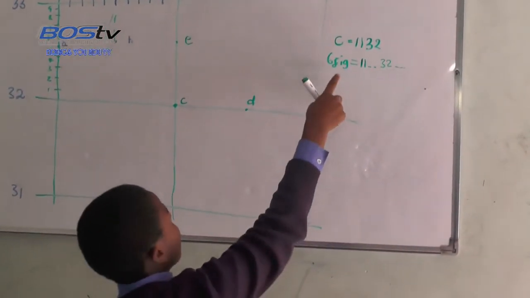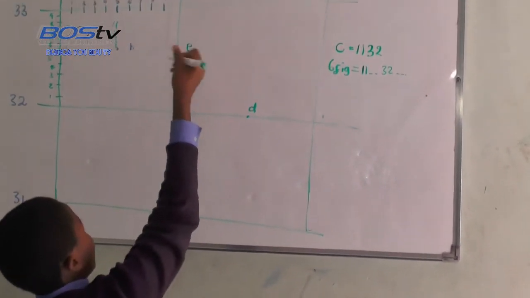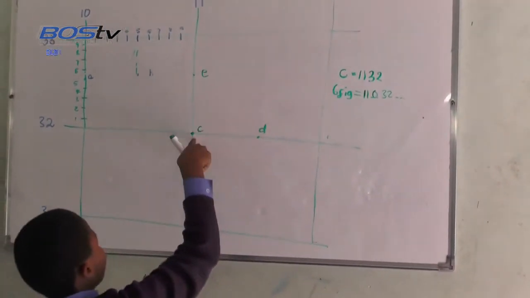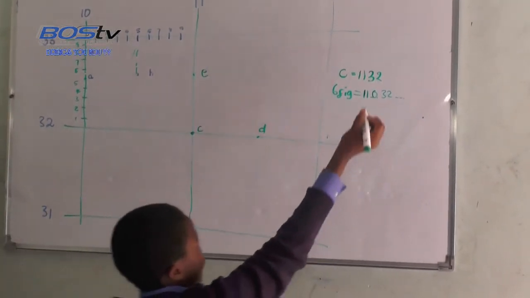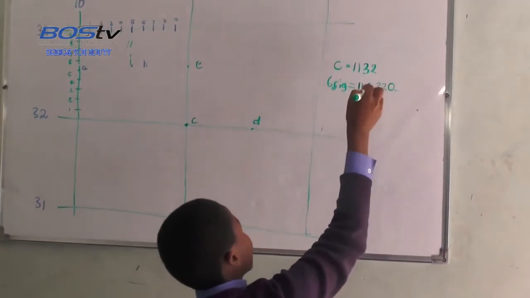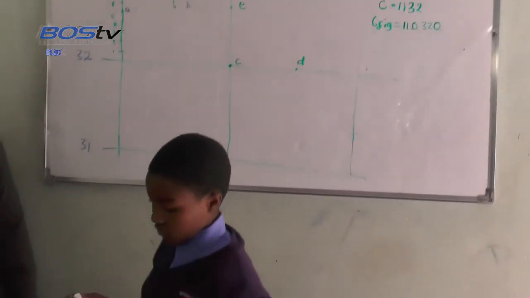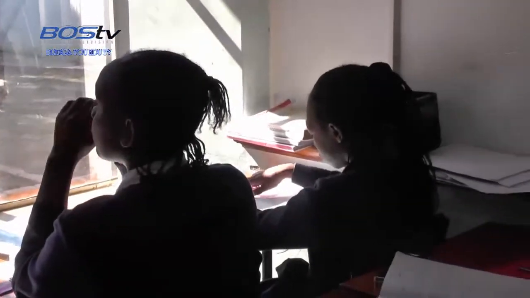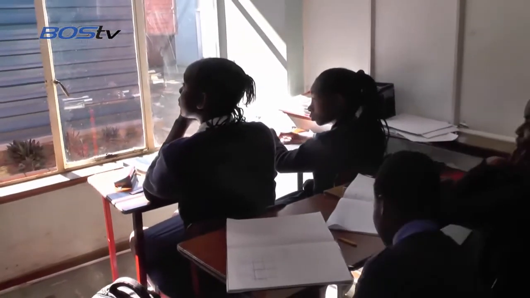Then for the eastings, C is right on 11, so we don't need to plot, we just know that it's 0. And C is right on 32, so there's no need for plotting, we just know that it's 0. So our answer is 1132 and 110320. Excellent. Can we please give a thumbs up? Well done. I hope the next person is going to emulate that one.